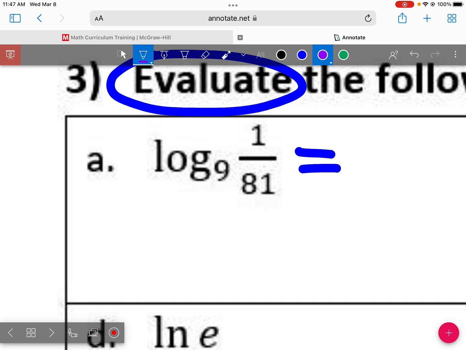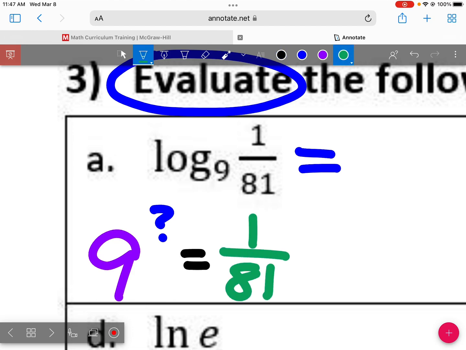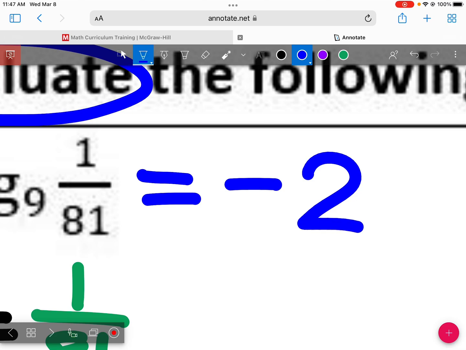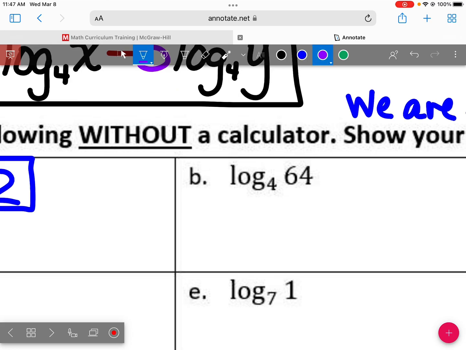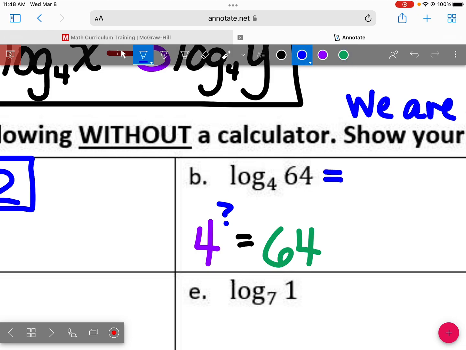What's the base on part A? 9. I don't know what the exponent is, that's what I'm finding. And that would be equal to what? 1 over 81. It is -2. 9 squared is 81, and because it's a 1 over, it has to be a negative. All right, let's try part B. What's my base? 4. We're looking for the exponent, and it equals 64. 4 to what power gives you 64? 3.